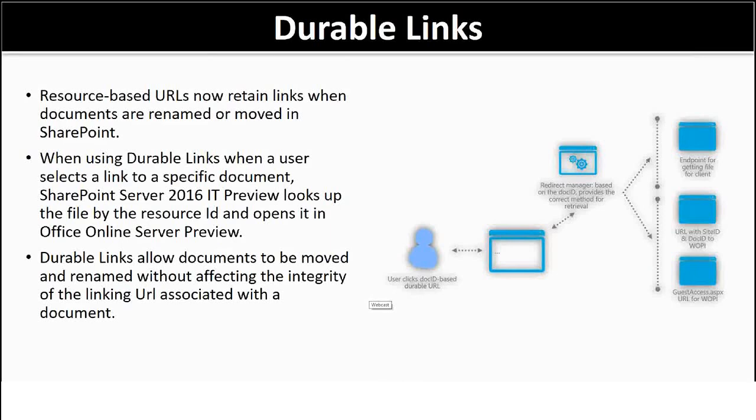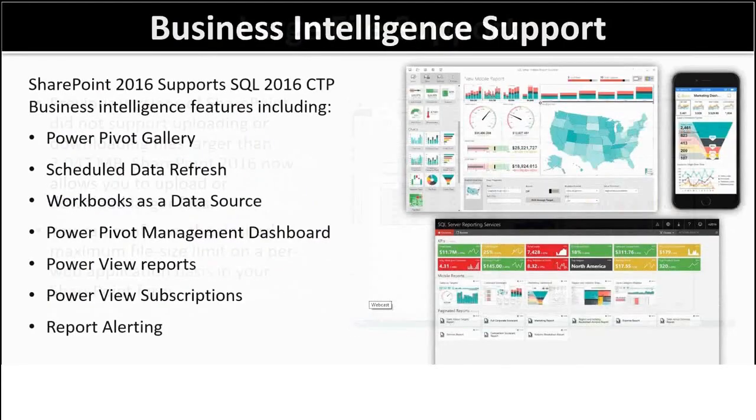So now we have resource-based URLs, which create these durable links. So as you move content or rename it, these links are now unaffected. And so this user experience, where they've gone out of their way to create linked content, remains uniform regardless of what you do. Further extending usability, the pretty and the important, if you will, is extended support for business intelligence.